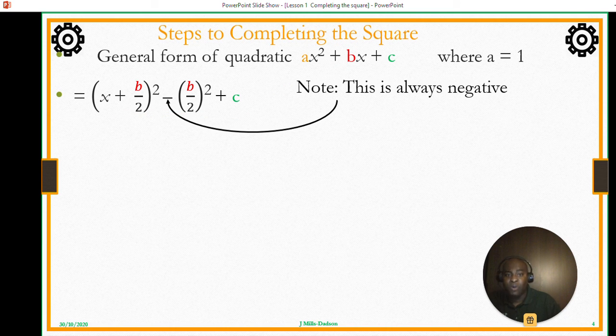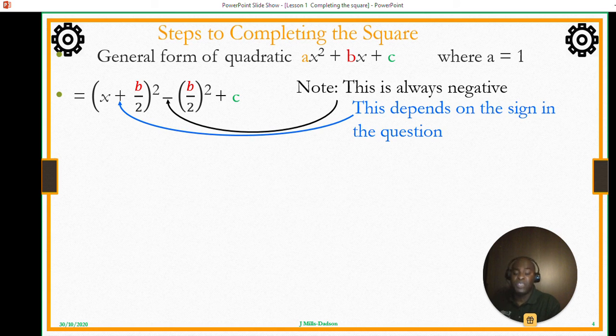This side is always negative in the formula, always. But this side could be positive if the question is given to you as a positive, and could be negative if the question is given to you as negative. So let's look at a typical example.